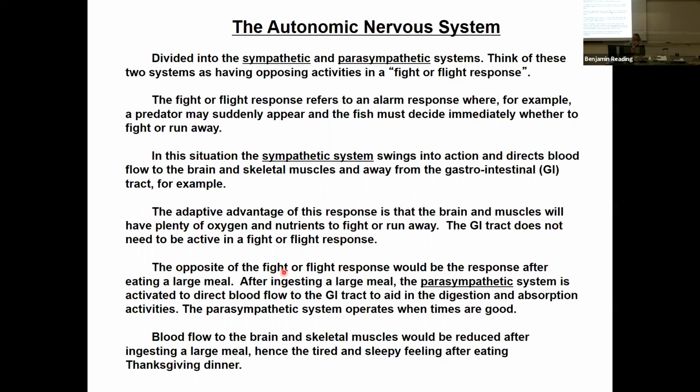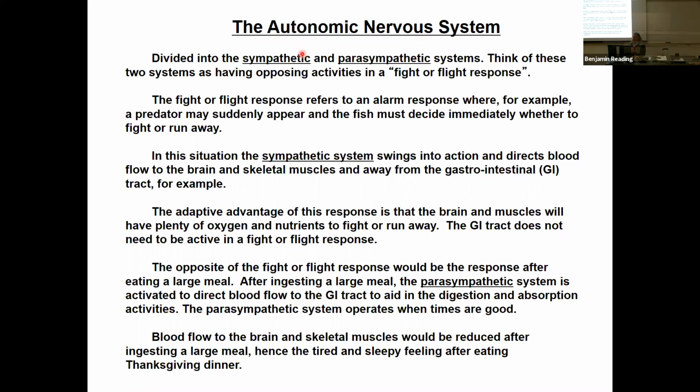So the opposite of the fight or flight response then is the response after eating a large meal, for instance. After ingesting something, like you've just eaten and your gut is filled, the parasympathetic system is activated. And this might say, you know what, there's no threats out here. Let's go ahead and direct blood to the GI system to aid in the digestion and absorption of activities. And then this operates when we call times are good. So there's no threats. It's time for us to relax. Let's go ahead and digest that. And so that's when it operates.